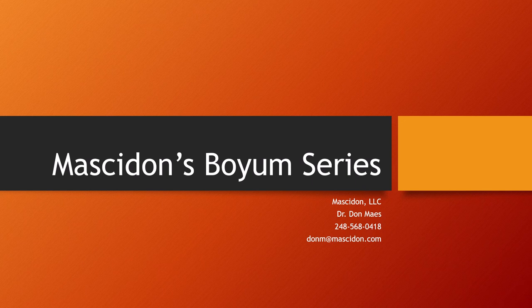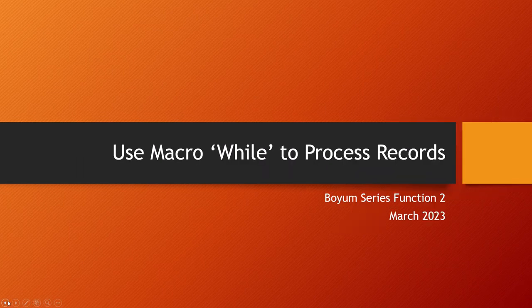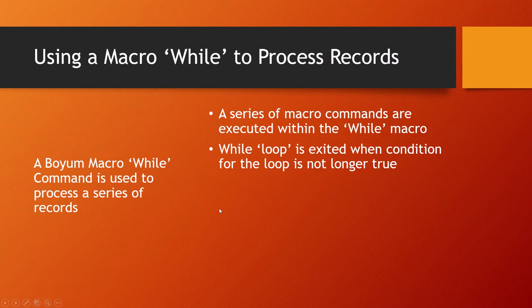And today we're going to go through and examine the macro while. It's a looping macro, and we'll give you examples of exactly how that works. First of all, what is a while used for? It's a loop, and it's a macro used to process a series of records. And we're going to put it inside of a macro, and the loop is going to be exited when we have a condition that is no longer true.